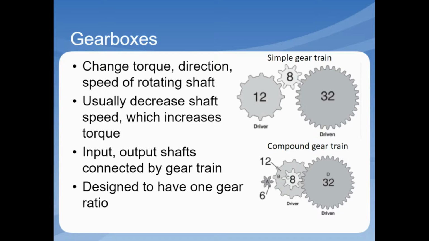Gearboxes are designed to have one gear ratio. However, it is often desirable to be able to change the gear ratio of a gearbox. This is the case with automobile transmissions. Manual and automatic transmissions that are used in automobiles are essentially complex gearboxes that allow for a change in gear ratio.